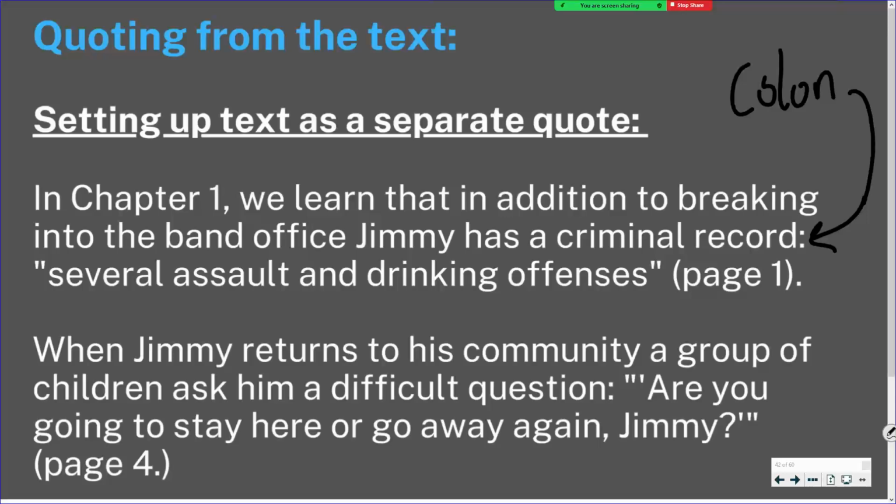Alternatively, we could say, when Jimmy returns to his community, comma, there should be a comma there, a group of children asks Jimmy a difficult question. Here's the question. Are you going to stay here or go away again, Jimmy?